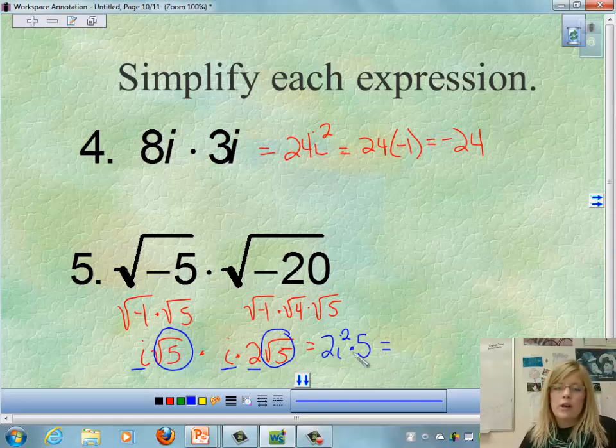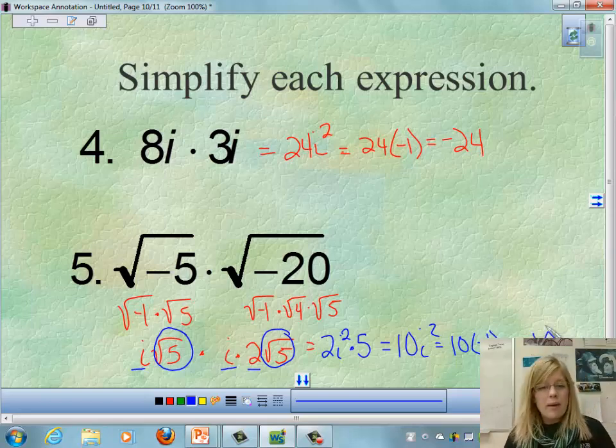Keep going. What's 2 times 5? 10. So I have 10i squared. But what did I say i squared really is? Negative 1. So what is 10 times a negative 1? Negative 10. Now if you think about it, it's not as complicated as you're probably thinking.